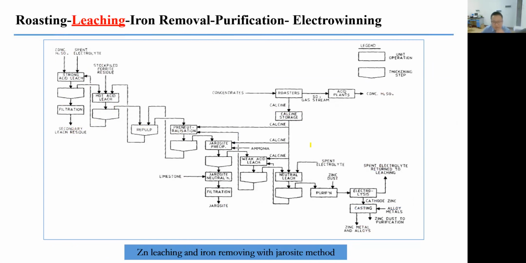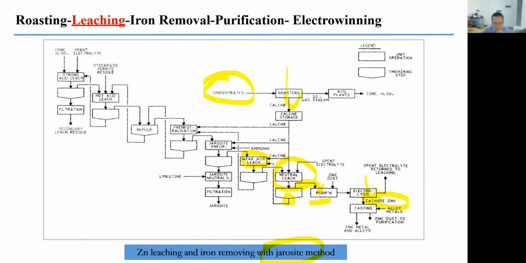And this is the flow sheet with the jarosite method. So the concentrates go to the roaster, and then neutral leaching. After neutral leaching, the solution goes to purification, and after purification, electrical refining, and we are getting this cathode zinc. But in the underflow of neutral leaching, there is 22% of zinc in the leaching slurry. So this leaching slurry gets further leached.